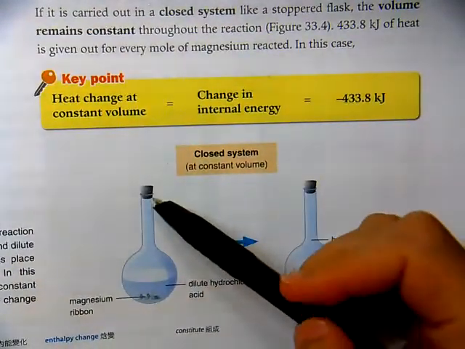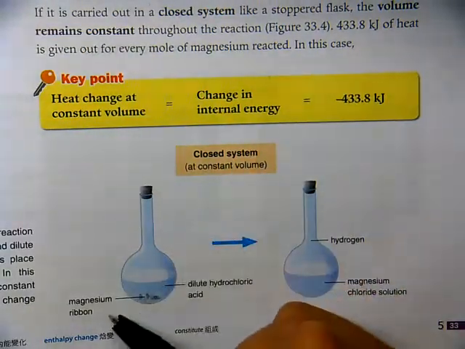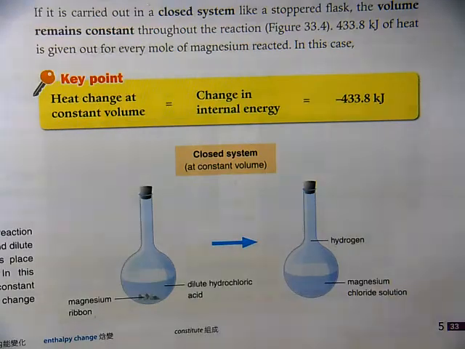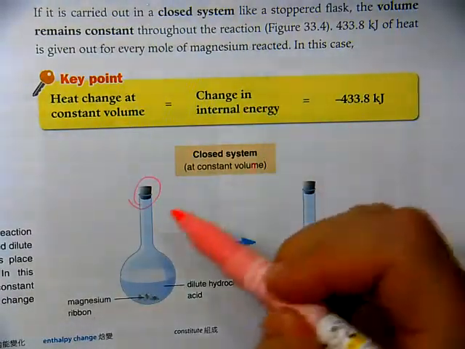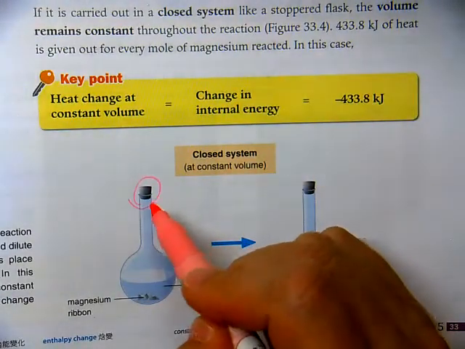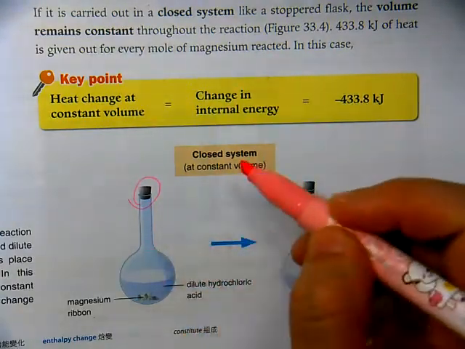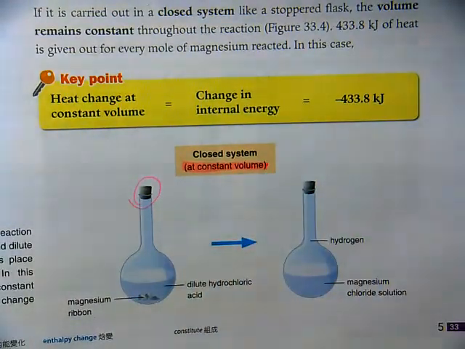Here we have a flask, and in the flask there is a reaction. Magnesium ribbon reacts with hydrochloric acid. Now let's focus on the stopper. Because the stopper is present, in other words, this reaction occurs at constant volume. The total volume doesn't change.